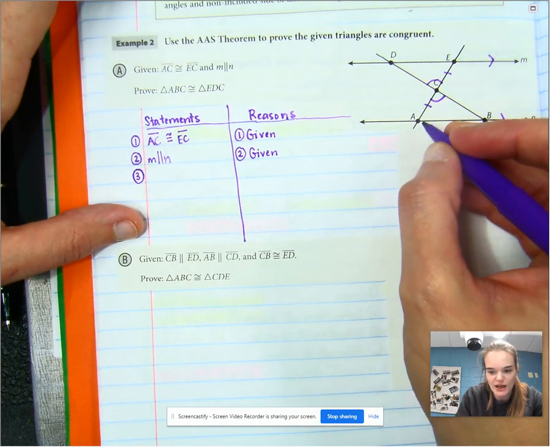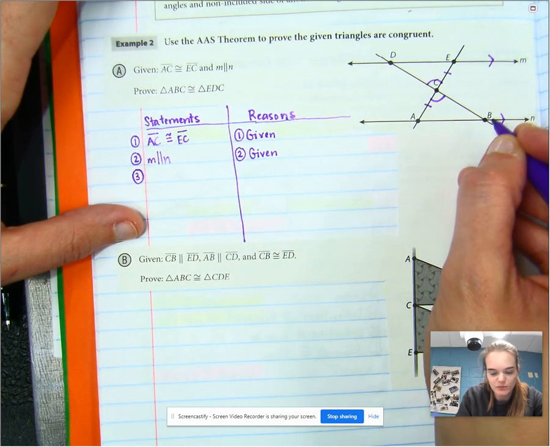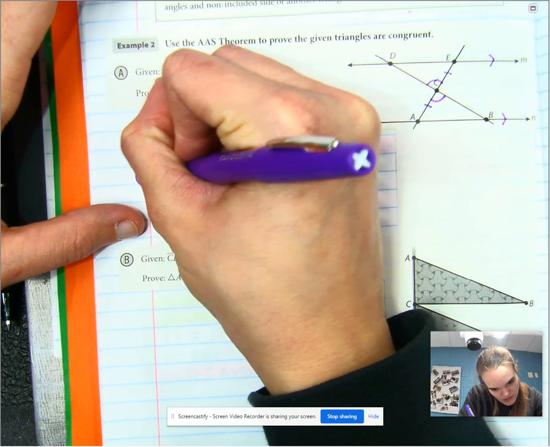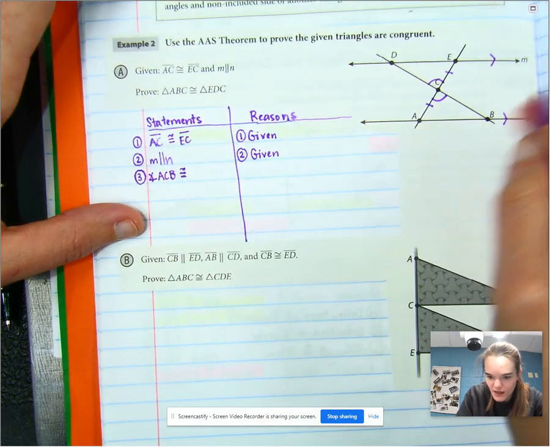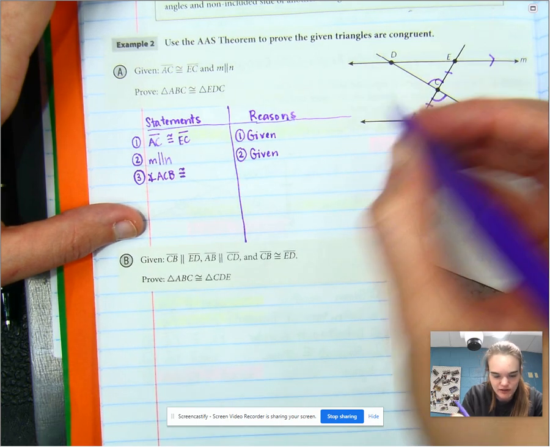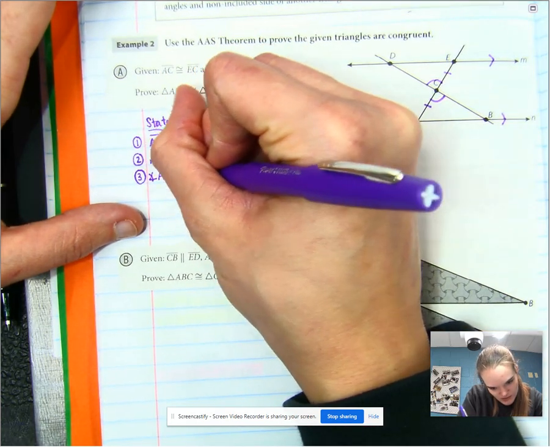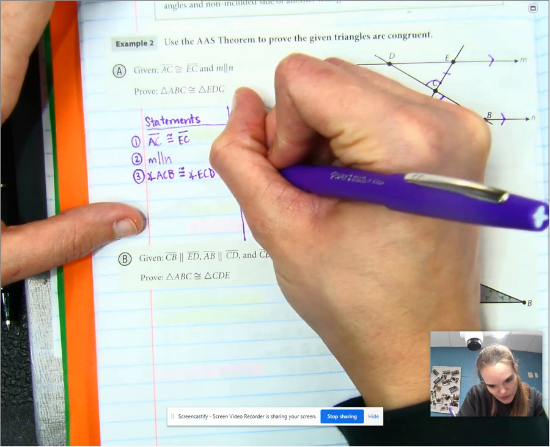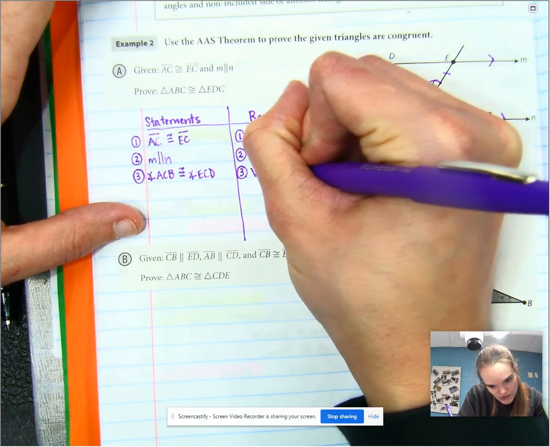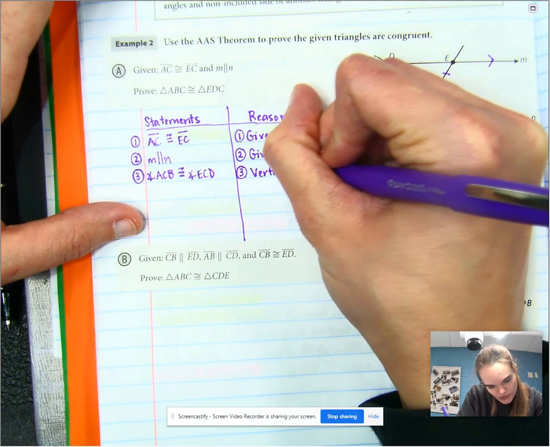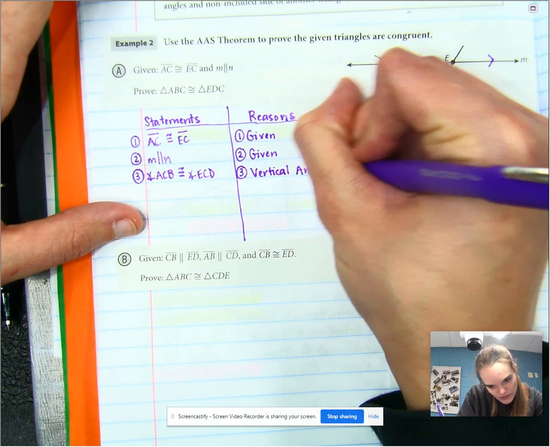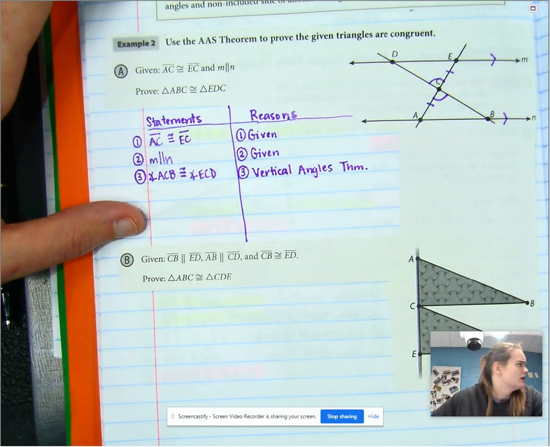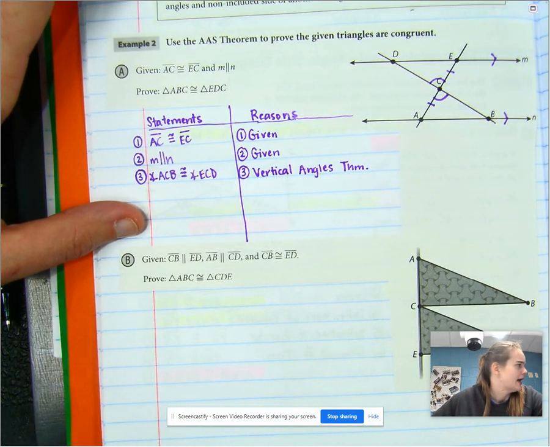So let's say angle ACB is congruent to angle ECD. That is because they are vertical angles. So by the vertical angles theorem. Okay.